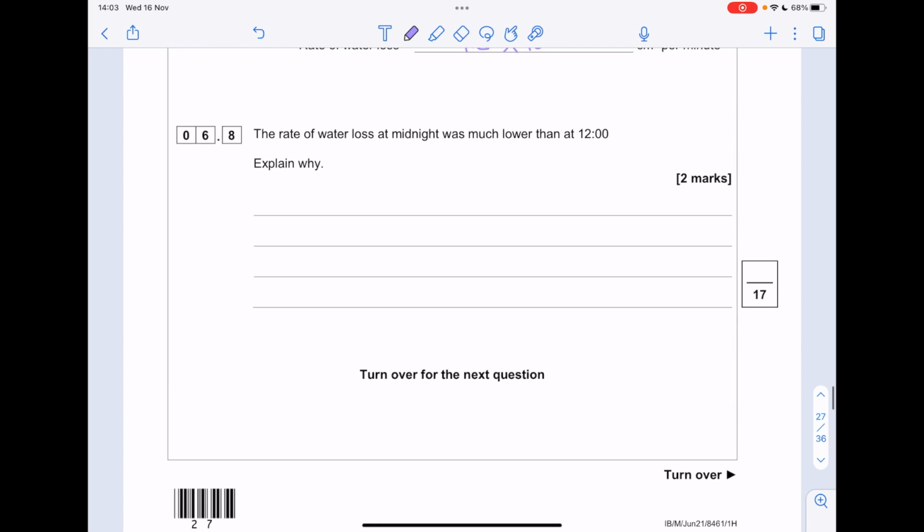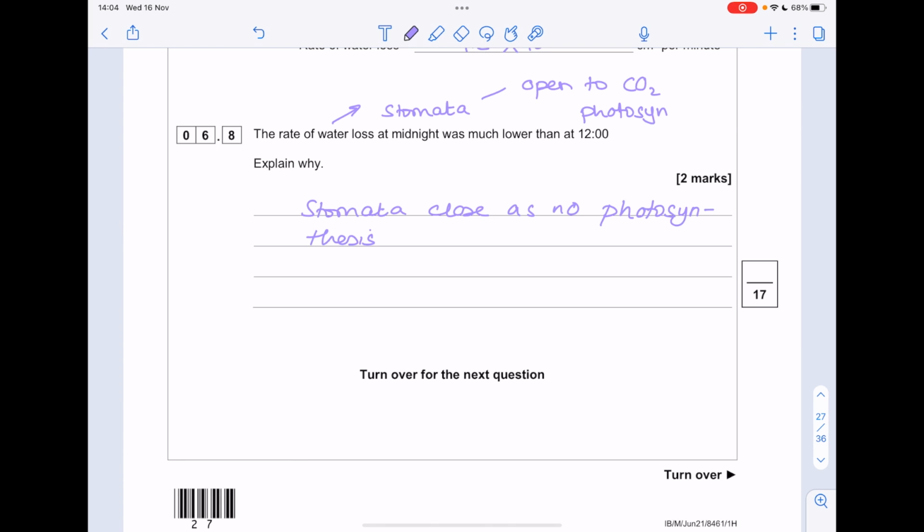The rate of water loss at midnight was much lower than at 12 o'clock. Explain why. So water loss occurs through the stomata. Now the stomata open to allow CO2 in, so photosynthesis takes place inside the leaf. So the stomata close as no photosynthesis is taking place.